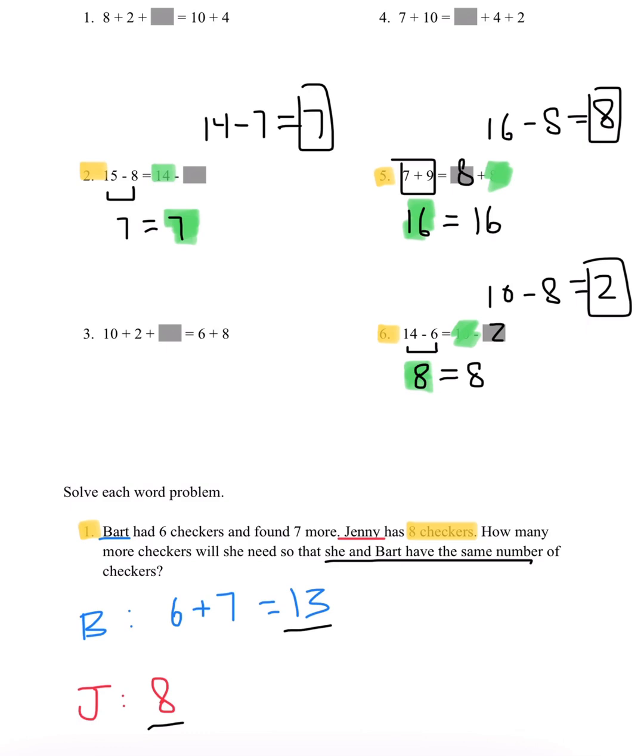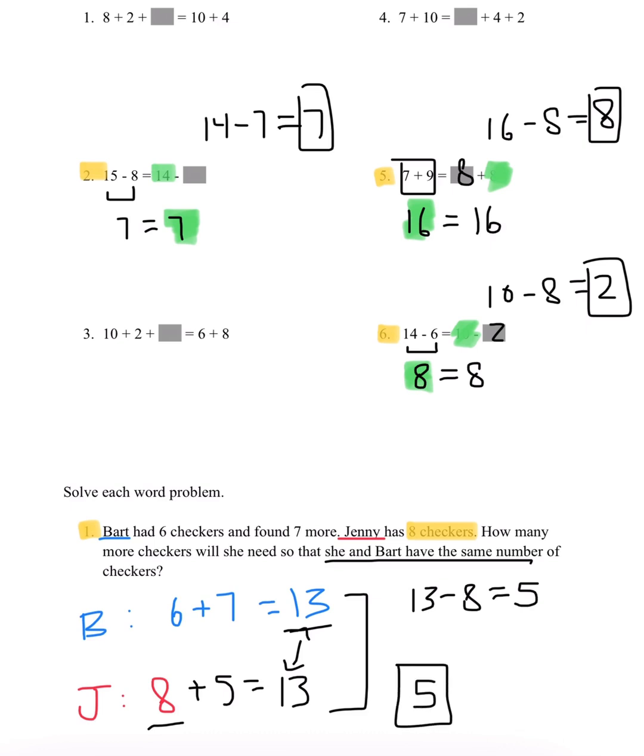So in order to find out how many more she needs, we could just subtract Bart and Jenny's total. So if we do 13 minus 8, we get 5. And let's check our answer. So 8 plus 5 gives us 13. And that does equal each other. So Jenny will need 5 more checkers so that she and Bart have the same number of checkers.